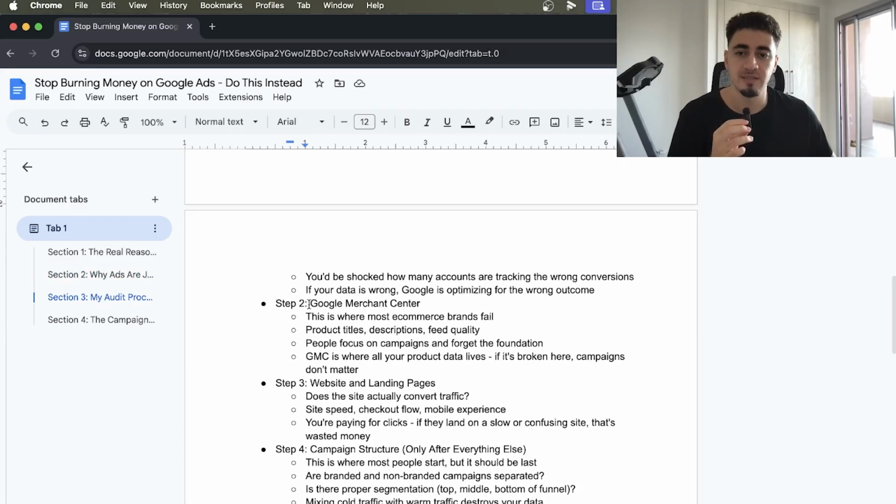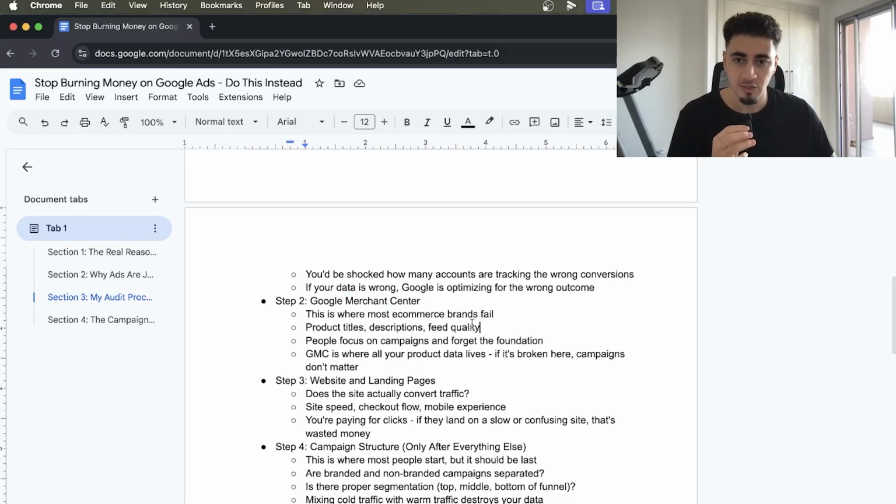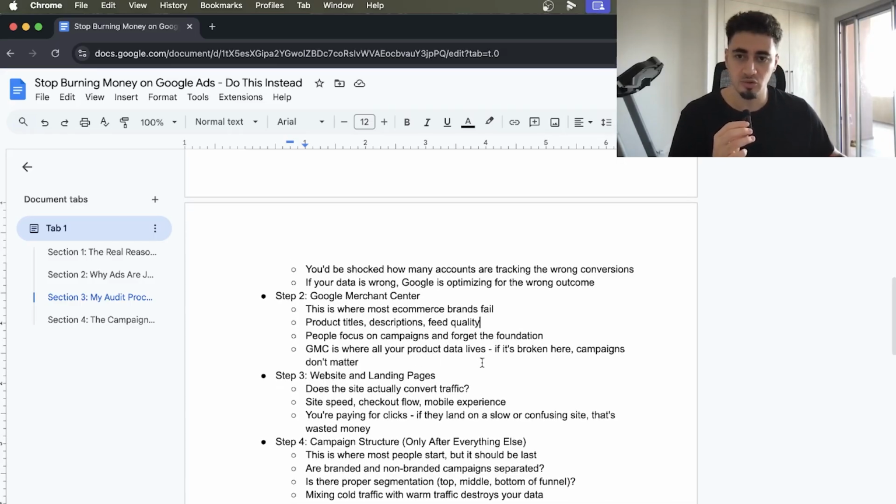Furthermore, your GMC. Not many people talk about this stuff. Very important, especially for shopping. This plays a massive role in your shopping success. So optimize your product titles, your descriptions, your overall feed quality, add your GTINs, right? Have high quality images. And remember, your Google Merchant Center is the middleman between your Shopify backend and Google Ads. This is where the information goes to Google Ads so that it understands who to target. That's the importance of having a very good feed.